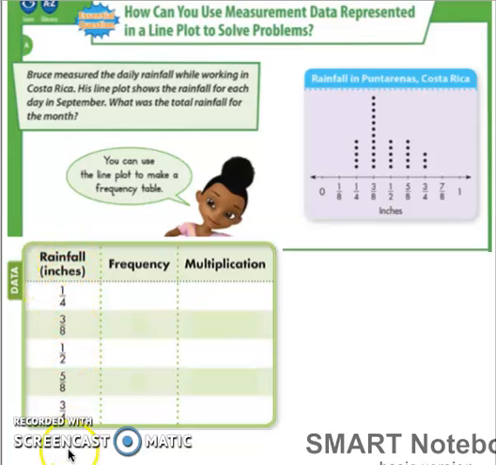Okay, so you would create a frequency chart. This is going to help you a lot to organize it all. Okay, so you have 1/4 inches. How many times was it on the graph? 1, 2, 3, 4, 5. So you would multiply that by 5. Okay, what does that look like as a multiplication sentence? 5 times 1/4, or you could do it the other way, 1/4 times 5, it's still the same thing.